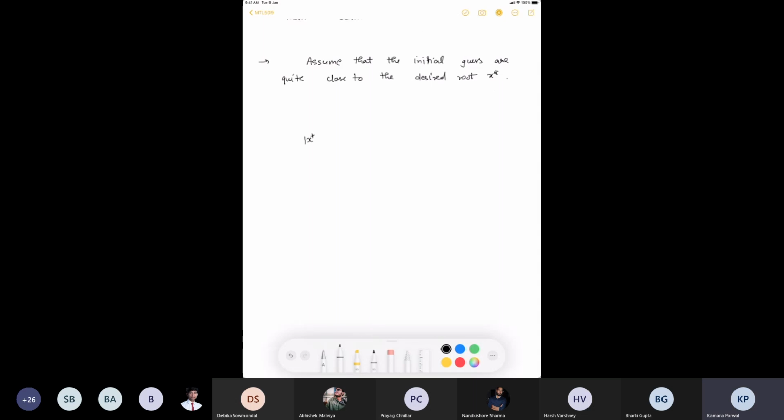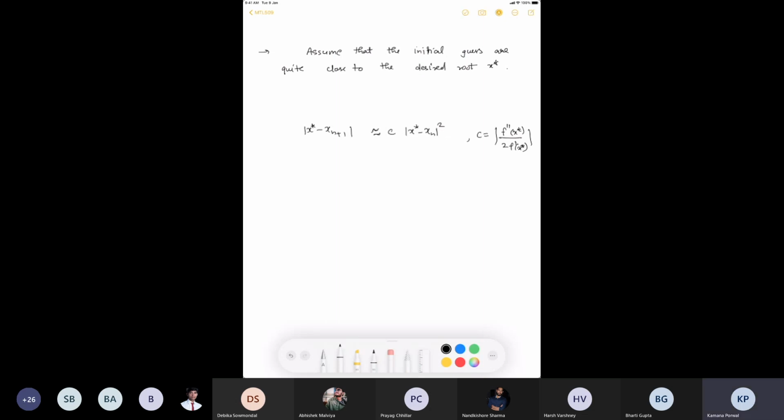So I'm directly going to write it. So we have obtained this relation that x star minus xn plus 1 behaves like a constant c times x star minus xn squared, right? Where c is nothing but the modulus of f double prime of x star divided by 2 times f prime of x star. So here I'm taking n greater than or equal to 0, right?